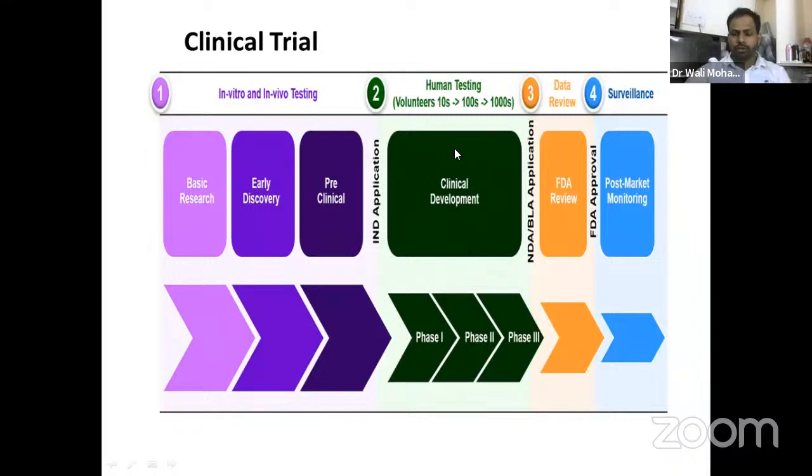We need to submit a lot of documents to the local ethics committee. At the same time, you need to submit to the regulatory authorities. So it's a time-taking process. At the same time, you're going to enjoy this stage.